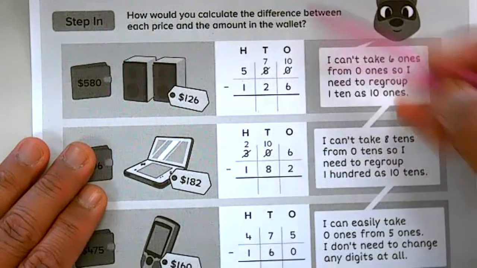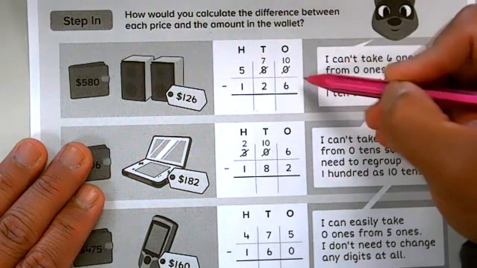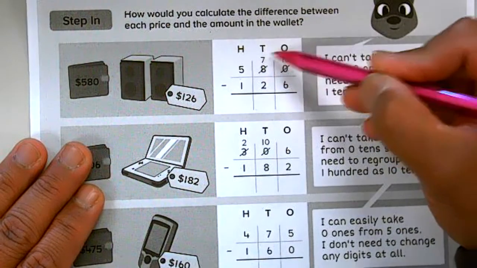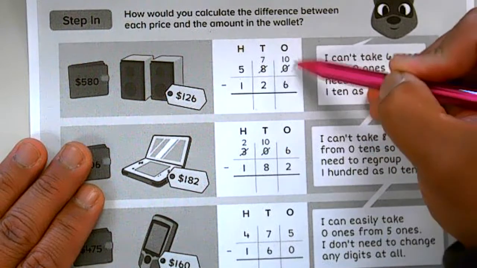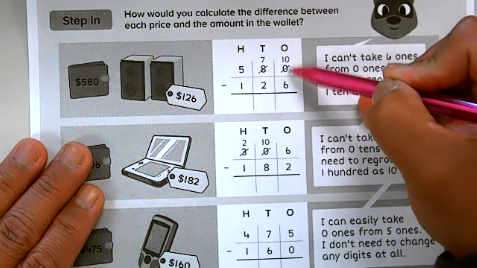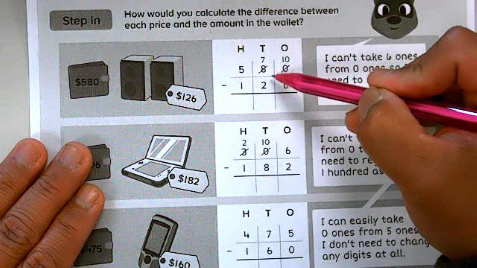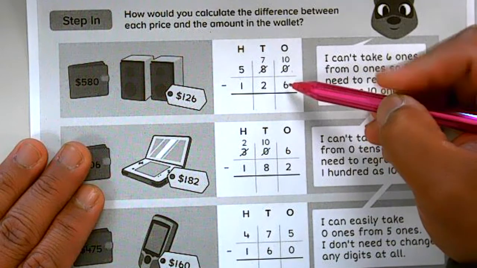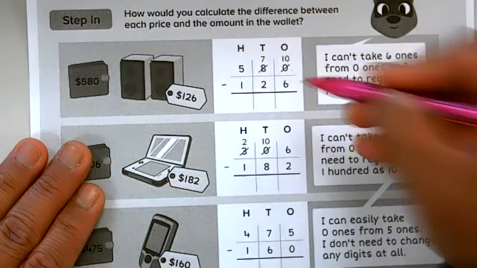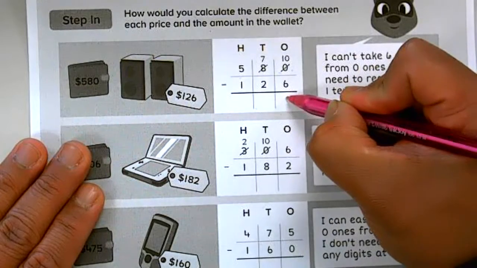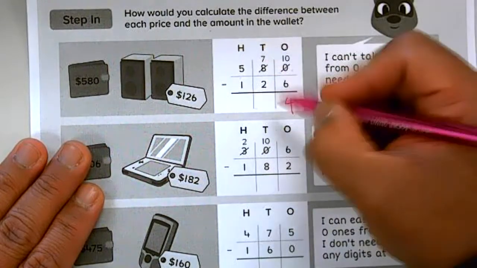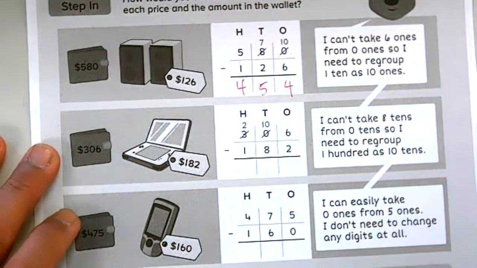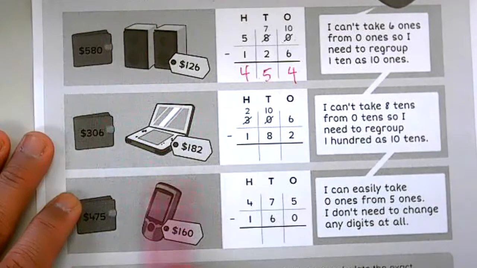Now, what the raccoon had to do here, this 0 minus 6 he could not do, so he had to regroup in the tens. You always go to the next column. Notice that from the zeros here in the ones, they did not jump to the hundred. They jumped right next door to the tens column and took out a 7 there. Then they continued subtracting. 10 minus 6 is 4. And then 7 minus 2 is 5. 5 minus 1 is 4. 454 is left over. And they did the same thing here, 306.